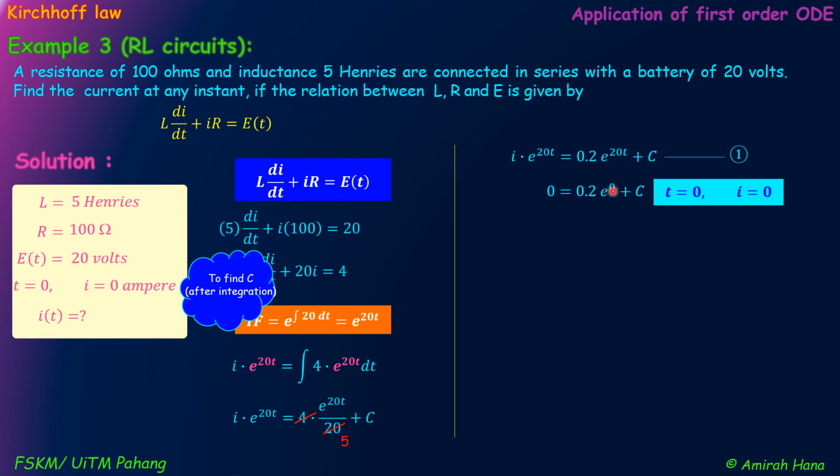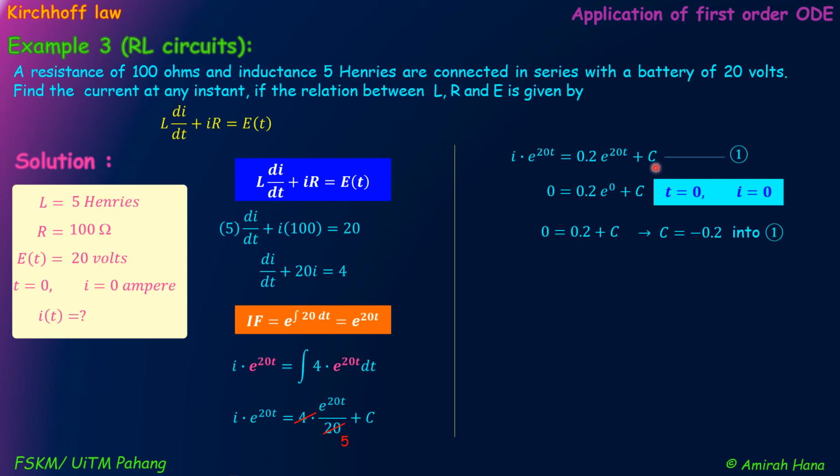okay? e to the power of 0 is not equal to 0, but it is equal to 1. So 1 times 0.2 equals 0.2, okay? So we can write 0 equals 0.2 plus c, right? Then we can solve for c, okay? c equals negative 0.2.